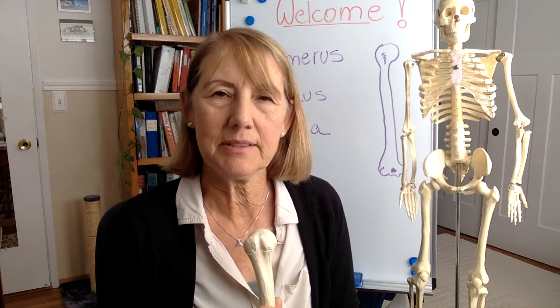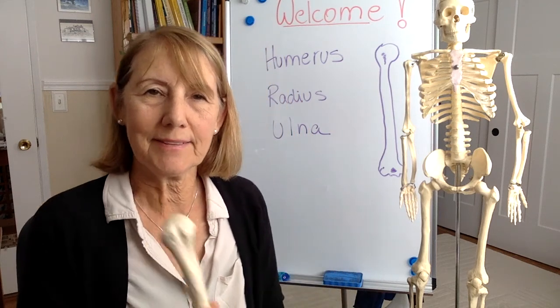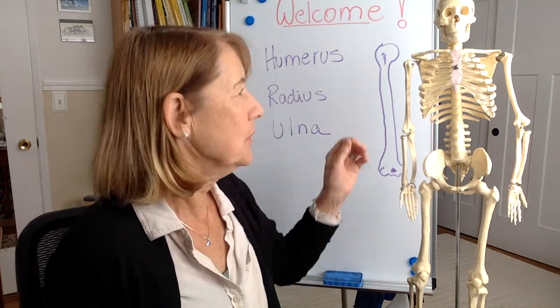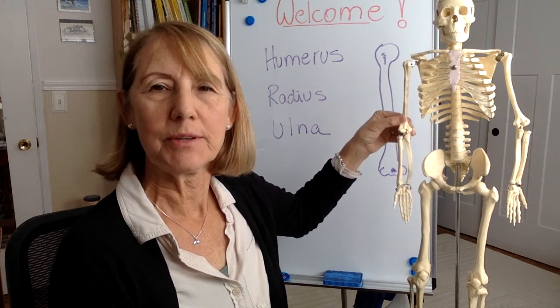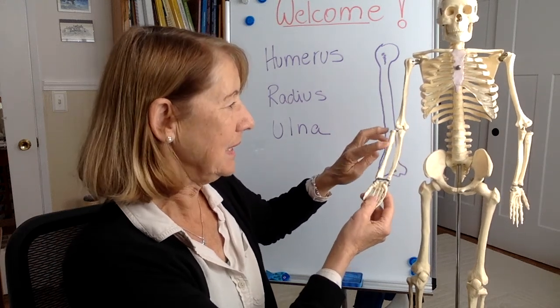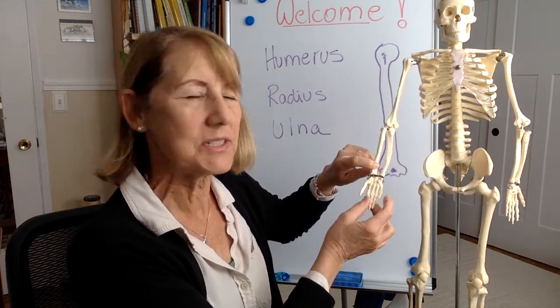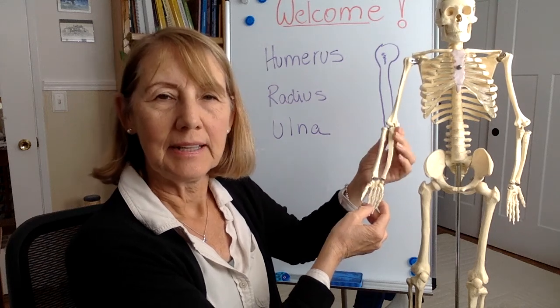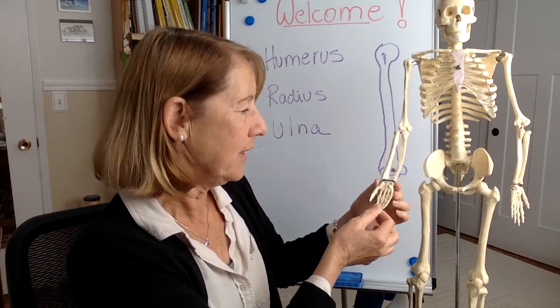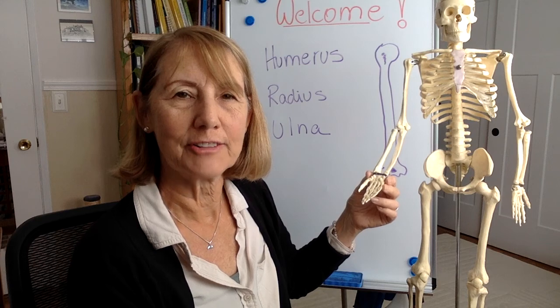We're going to continue on to the humerus, the radius, and the ulna. So I want to show you on our guy here. Here's the humerus and the radius. He's in anatomical position, so radius is lateral and the ulna is medial. And then we'll look at the hand later on also.